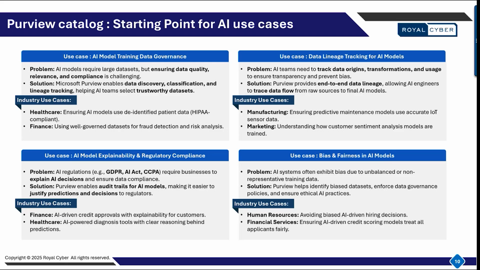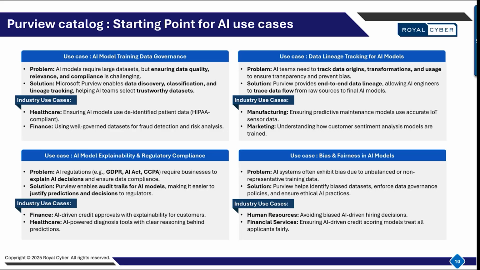Again, end-to-end lineage tracking makes it easier for industries like manufacturing to ensure that their predictive maintenance models are based on accurate IoT sensor data, and similarly for marketing teams to validate customer sentiment analysis models.